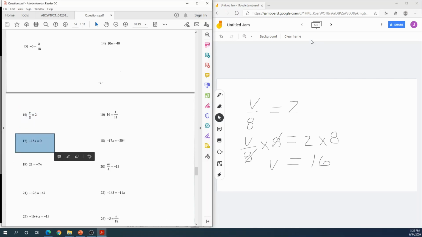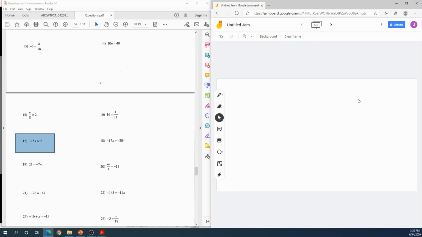Now let's take a look at problem number 17. 17 states minus 15x is equal to 0. So let's divide both sides by negative 15. So we get minus 15x times 1 over minus 15 is equal to 0 times 1 over minus 15.